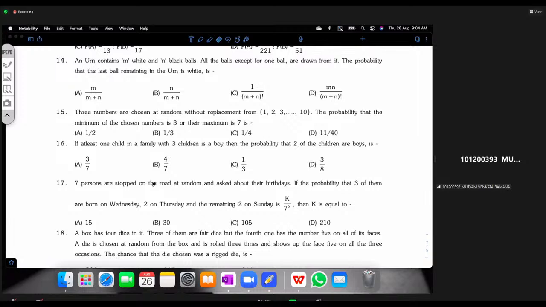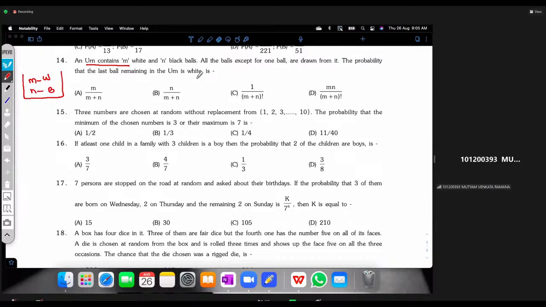Yes. So 14th question, how many of you got it? So the 14th question is, an urn contains M white balls, N black balls. All the balls except one ball are drawn from it. The probability that the last ball remaining in the urn is white.